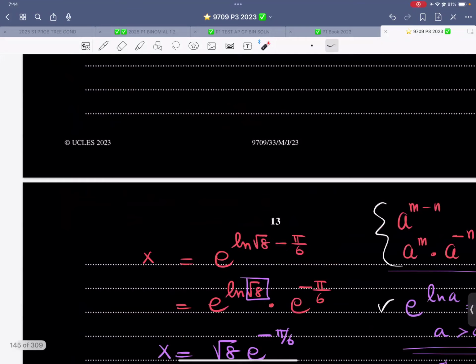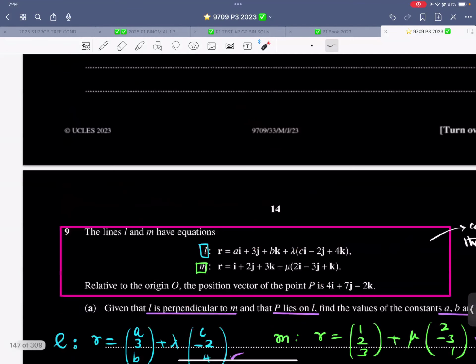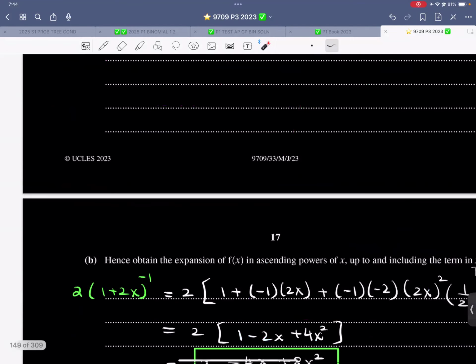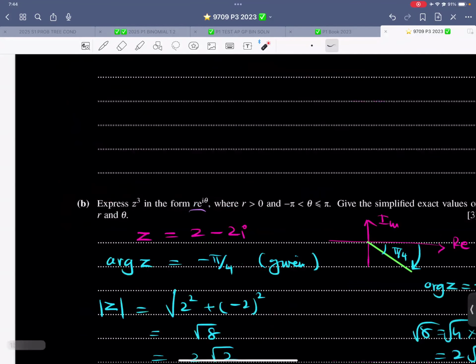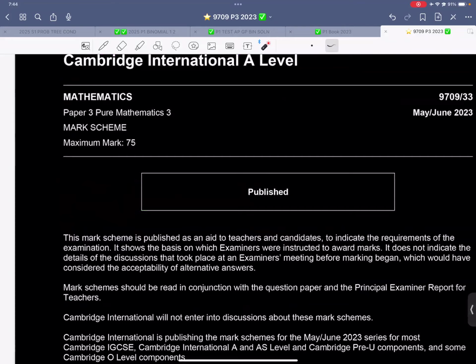Differential equation, we don't have to do. This is binomial, this is complex number. Let me move to the next paper.